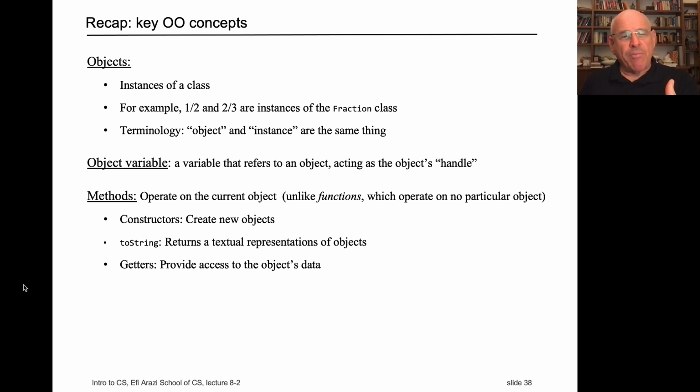Constructors are special methods that create and return new objects. The toString method is a special method that returns a textual representation of objects. The only thing which is special about it is its name. If you use this name, Java knows how to plug it into string expressions when needed. Getters provide access to the object's data.